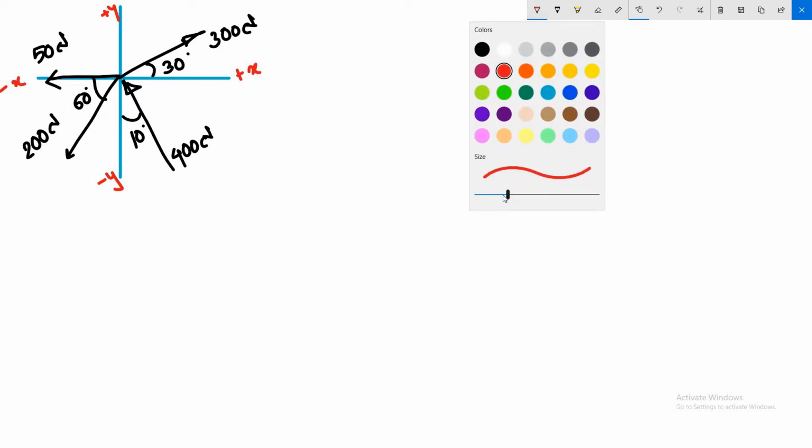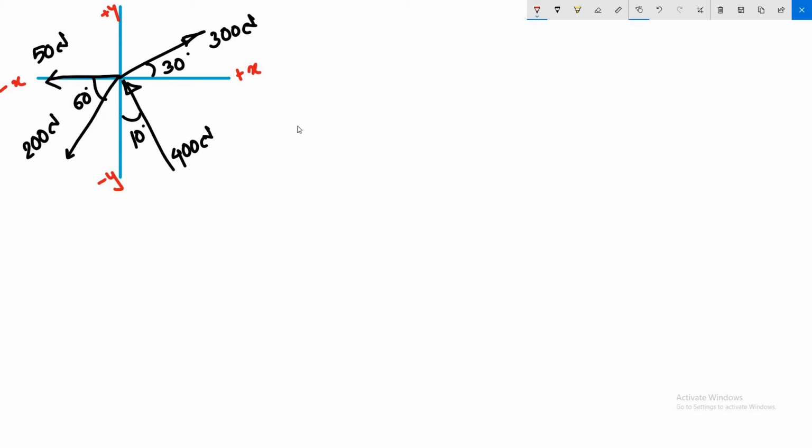So the first step while we are trying to determine the resultant of a given force system is to resolve all the forces that are inclined to those respective axes. So let's start from this force, 300 Newton.